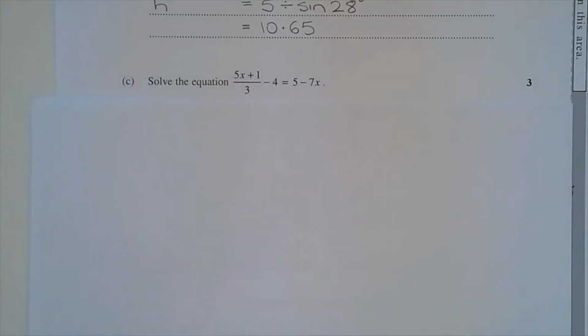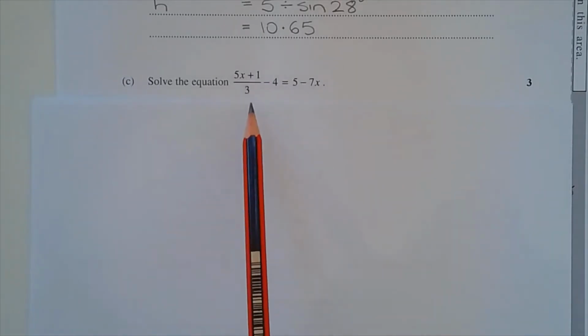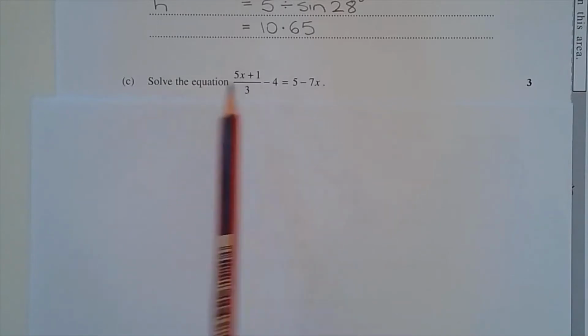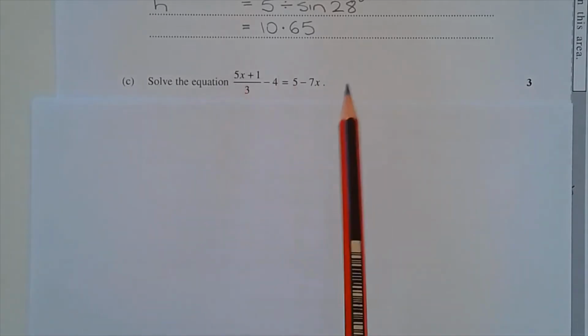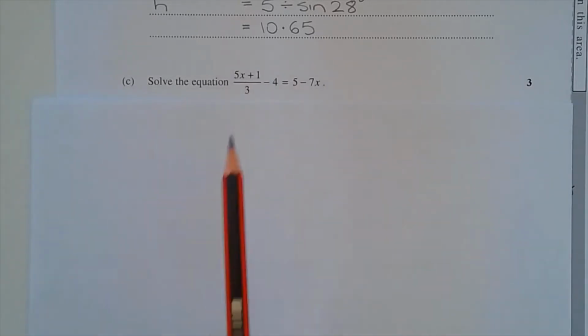The other way we can do this is to multiply each of these terms by 3, which eliminates this denominator of 3 in the first term. So I'm going to do just that. I'm going to multiply each of these terms by 3 to eliminate this denominator first.